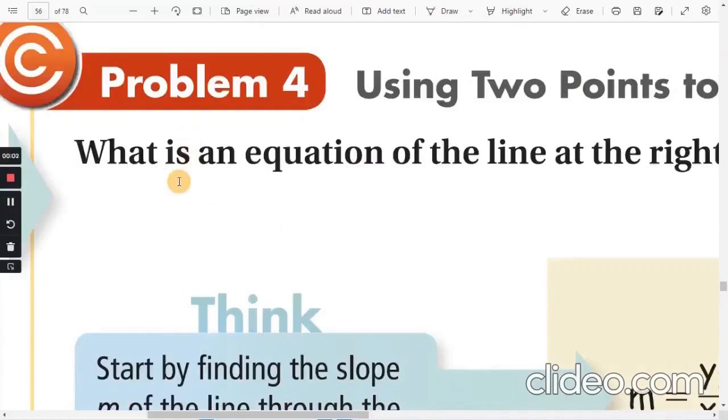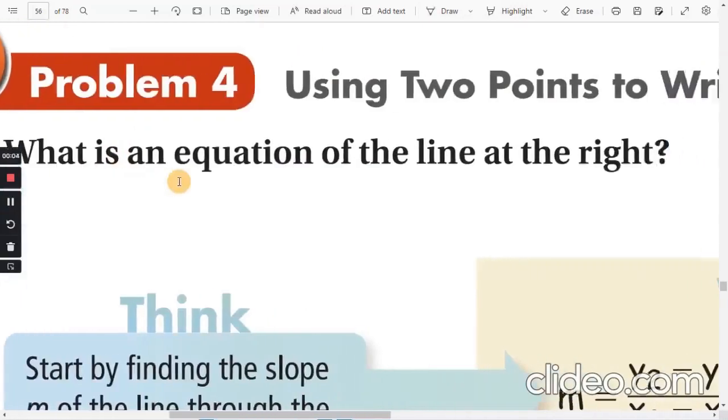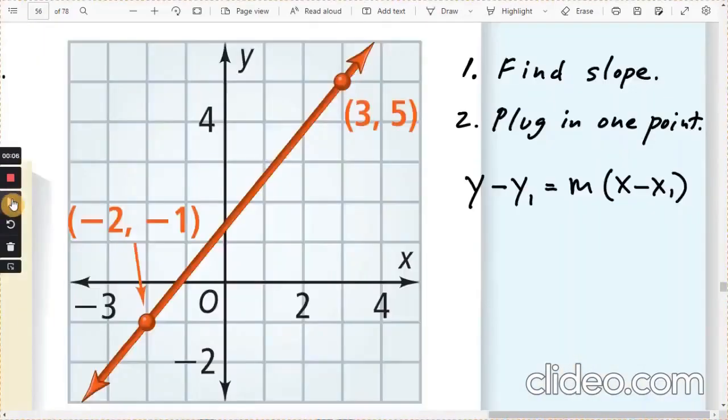Problem 4, what is an equation of the line at the right? So we're looking at this line here in red, and there are 2 steps in finding the equation. You want to find the slope, and then you want to plug in 1 point. So use point slope formula and plug in one of the points at x1 and y1 after you find the slope m.